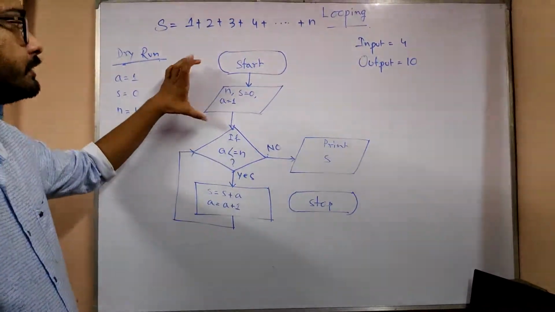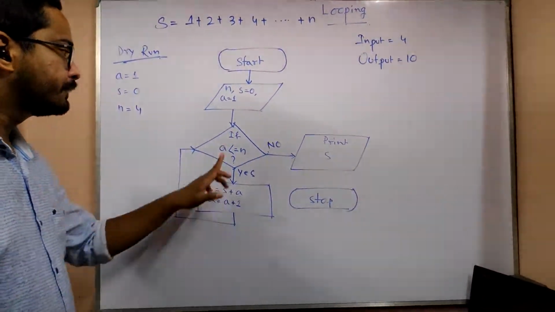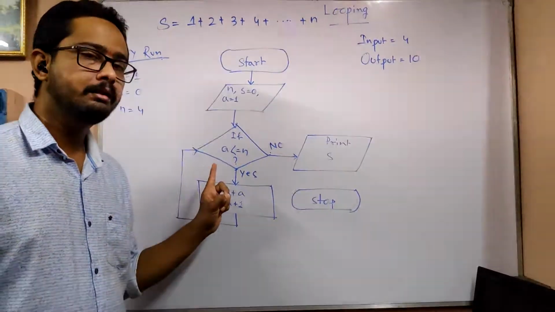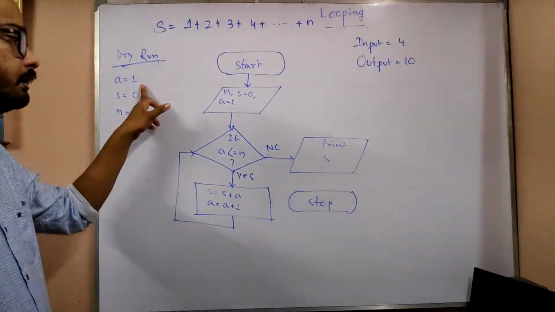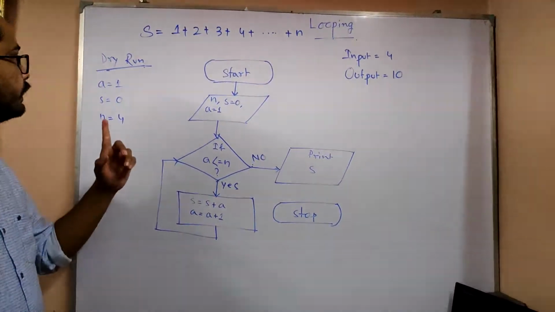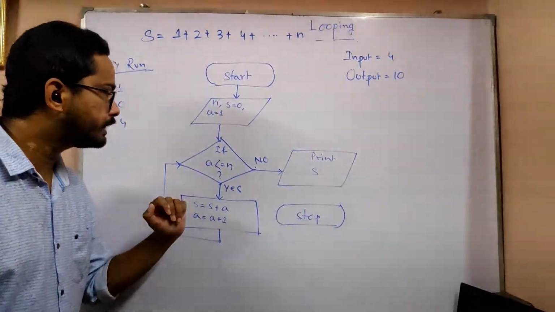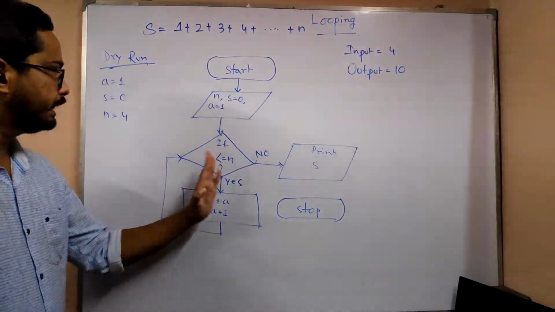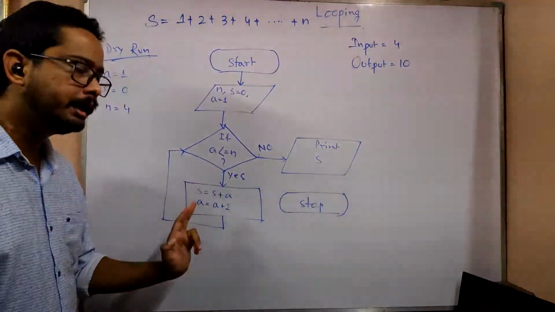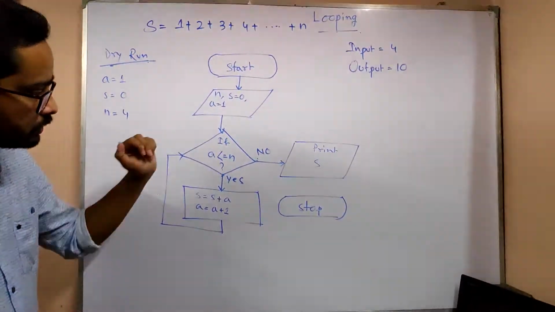Now what to do? First thing is start, then n, s equals 0, a equals 1. If a is less than or equal to n, the value of a is 1. Now 1 is less than or equal to n. Is it or not? N is 4, a is 1. Yes, 1 is less than n. So the control will flow to yes.